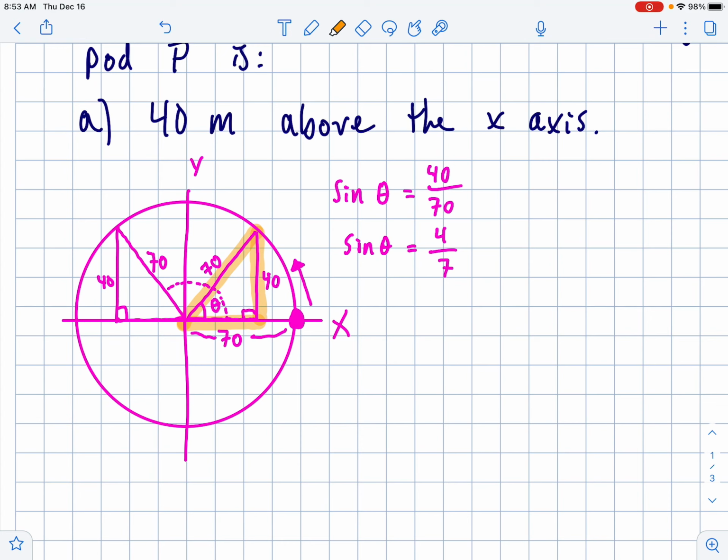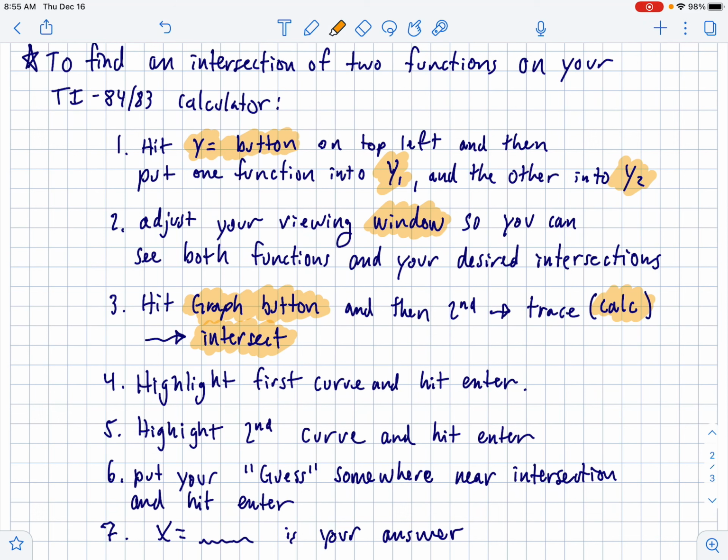Once you have intersect, it's going to pop you back to the graph menu, and then there's going to be a little blinking cursor on one of the curves or lines that you graphed. And it's going to say first curve. So highlight the first curve and then hit enter. Then your marker should jump to a different curve or line, and then it's going to say second curve. Make sure you're on the other one that you want, and then hit enter again.